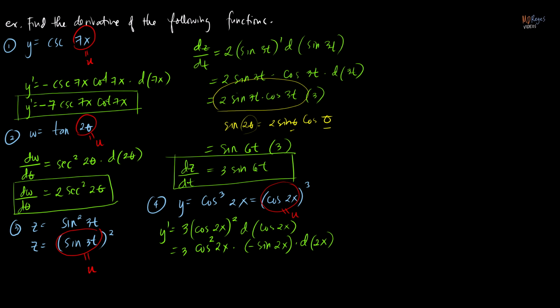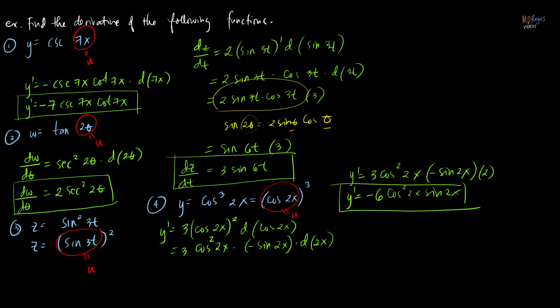Okay? So y prime, you write the next line here, equals 3 cosine squared 2x times negative sine 2x. The derivative of 2x with respect to x is 2. So just multiply all the constants and we'll get y prime equals negative 6. Negative 1 times 2 times 3 is negative 6 cosine squared 2x sine 2x. Okay, this is the derivative of the function.